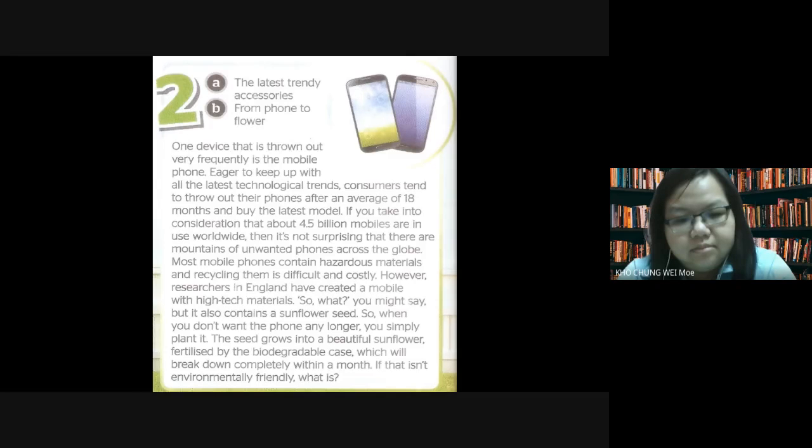However, researchers in England have created a mobile with high-tech materials. So what, you might say? But it also contains a sunflower seed. So, when you don't want the phone any longer, you simply plant it. The seed grows into a beautiful sunflower, fertilized by the biodegradable case, which will break down completely within a month. If that isn't environmentally friendly, what is.